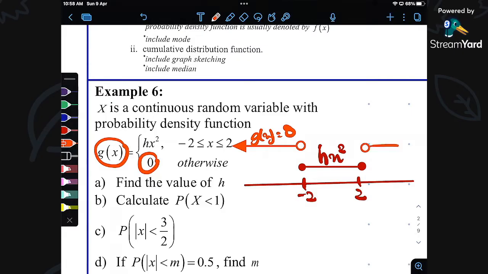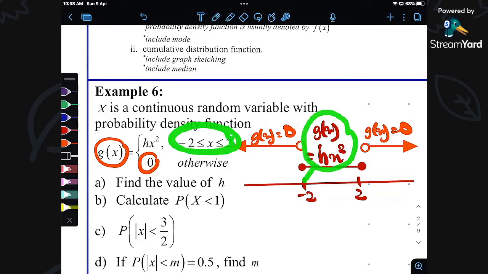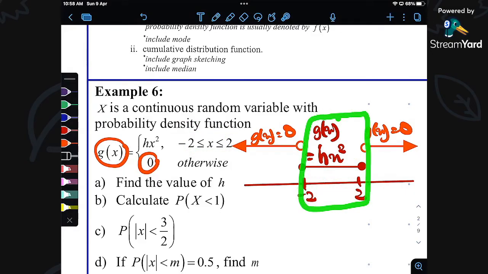I think you have known how to solve this part, right? So how to draw the number line, I mean. Otherwise means any part other than the middle part here, because g(x) equals h x squared is already said in this region only. So we must understand how important it is to understand the question first before solving it.